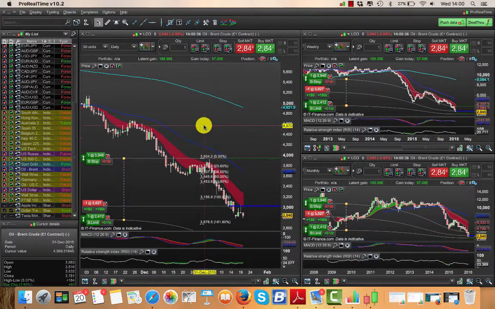But overall, we're up a small amount, £180. It's a gain of £57 today. And I haven't traded more than one contract. It's a small amount, and the risk to win ratio is quite good.